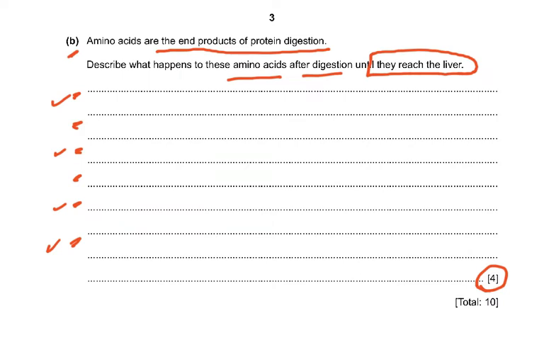So what happens to these amino acids after digestion? Naturally, what is going to happen to them? They're going to be absorbed by diffusion in the villi. They will enter the blood capillary, and then the blood plasma, and then they will be taken through the hepatic portal vein to the liver, because the small intestine is connected to the liver by the hepatic portal vein.